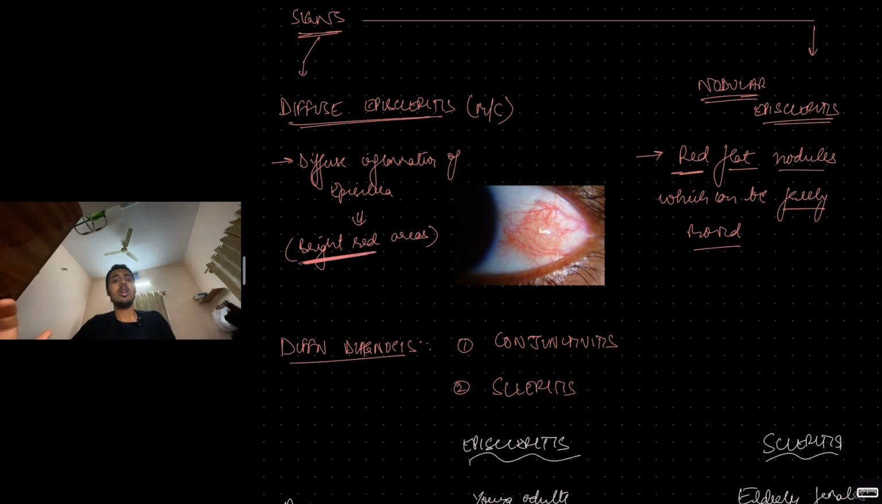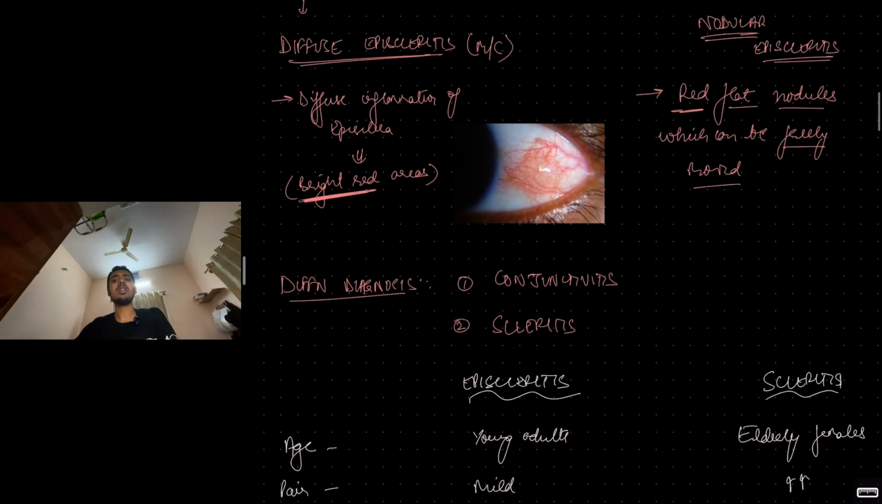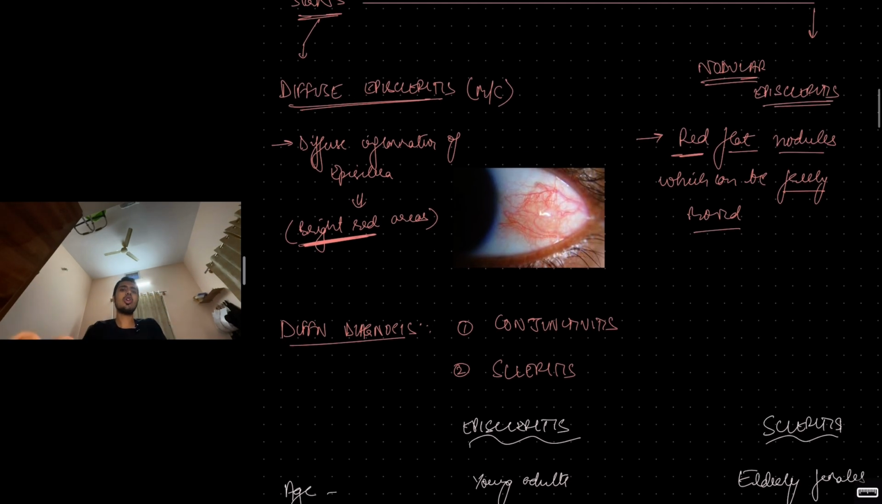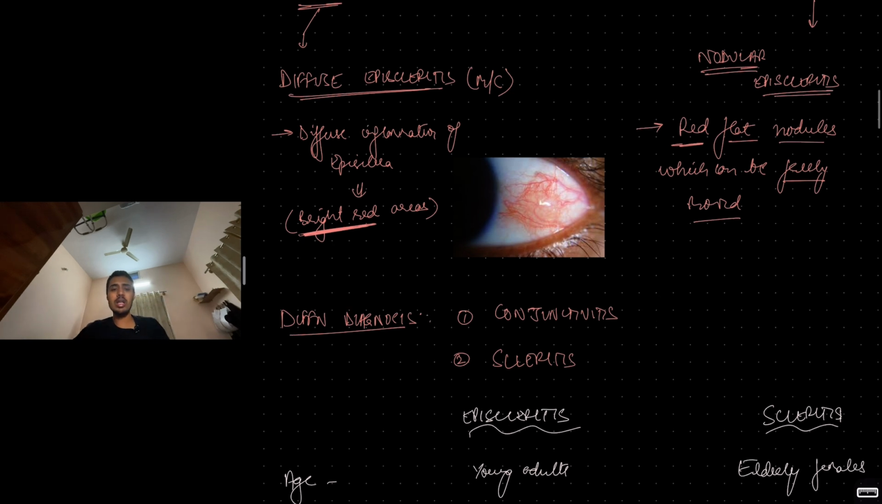Then nodular episcleritis, you will have red flat nodules. You will have red flat nodules of inflammation. Bright red, again, bright red, very important. Red flat nodules which are mobile, which can be freely moved. It is in the episclera, right? Episclera is above the sclera proper, so you can easily move it. So this is nodular episcleritis. Most common is diffuse episcleritis. Diffuse episcleritis is more common than nodular episcleritis.